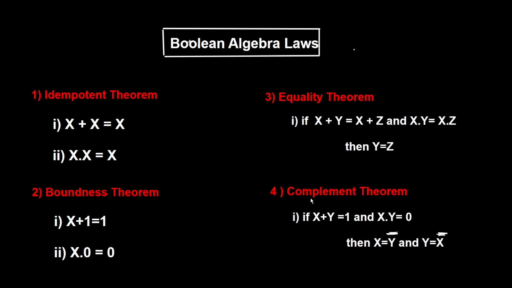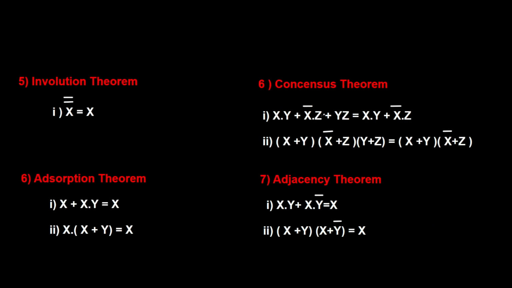Similarly, complement theorem. So if x plus y equals 1 and x dot y equals 0, then x equals y complement and y equals x complement. Next one is involution theorem. It is x double complement equals x, or you can say y double complement equals y. Absorption theorem. x plus x dot y equals x, or x dot (x plus y) equals x.